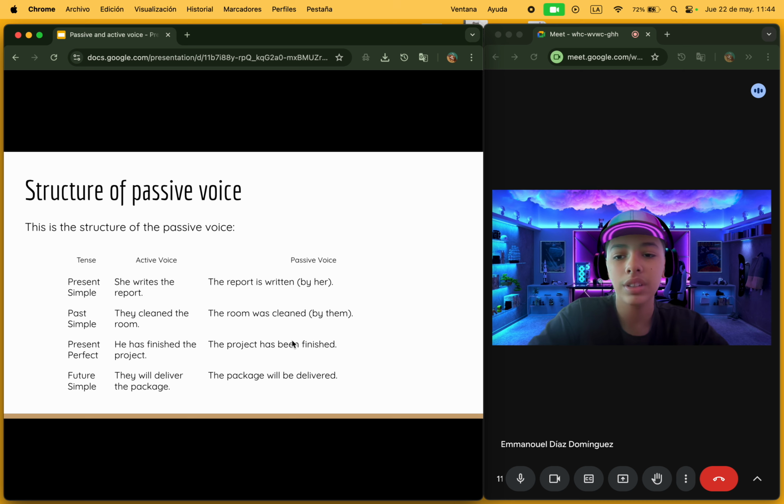So here we'll see the structure. In present simple, the passive voice would be: the report is written by her. So you're talking first about the report, and then the subject. So it's not like active voice, which is the common way of speaking in English. She writes the report. She, the subject, writes the report, the object. This time is the opposite. The report is written by her.